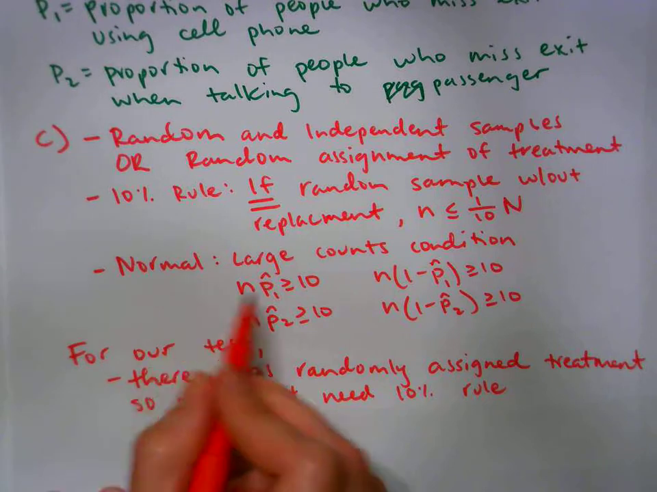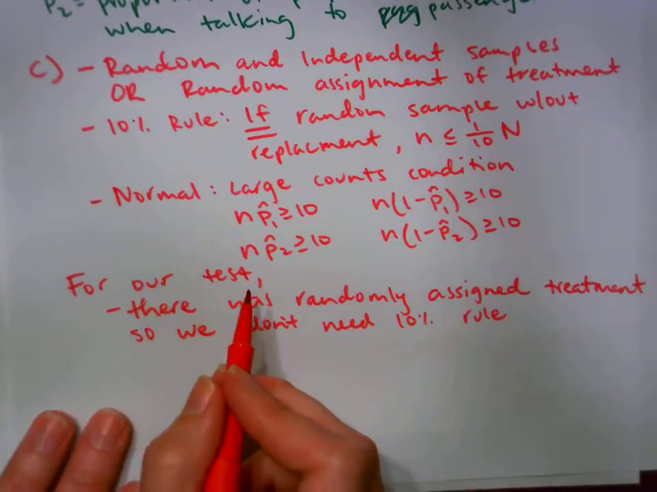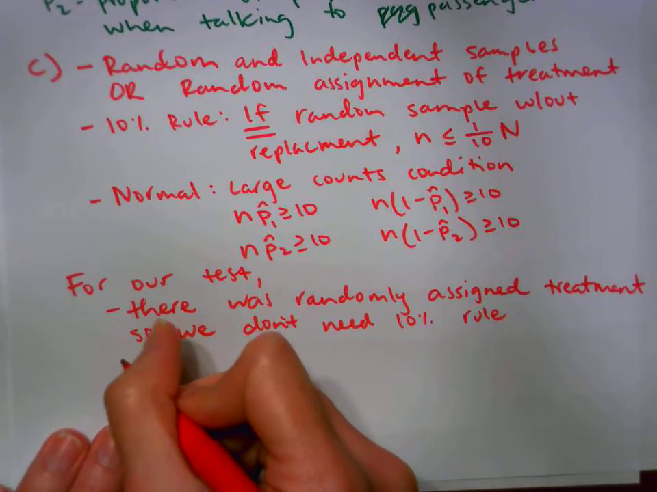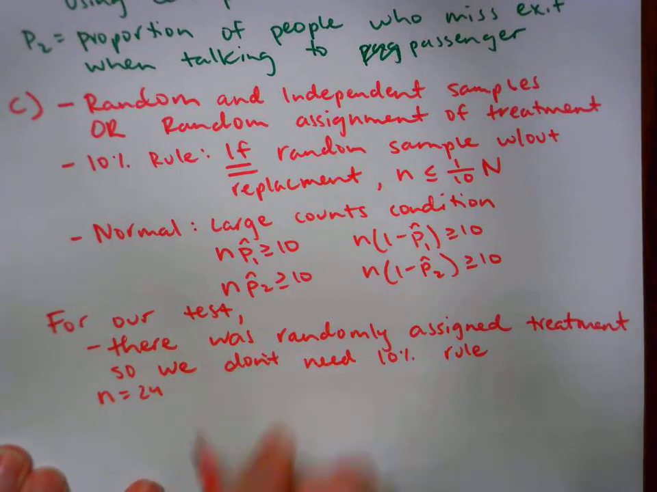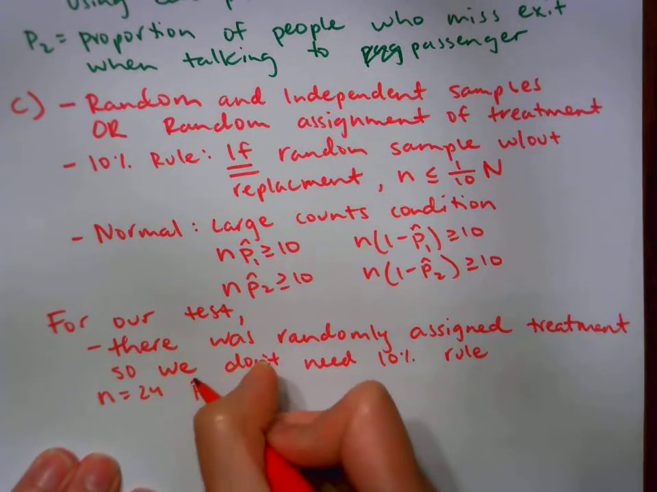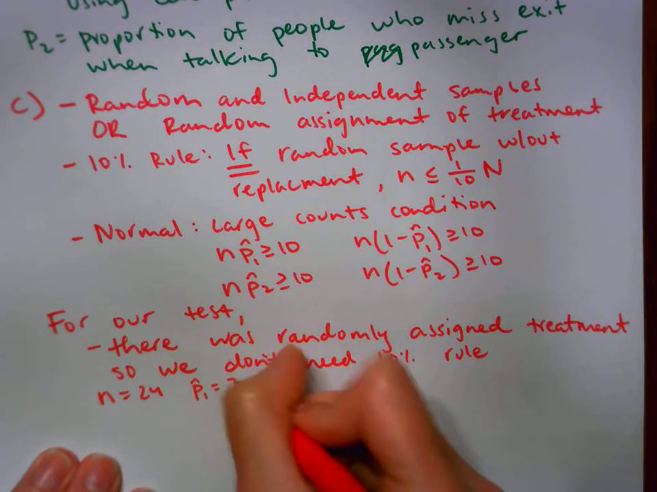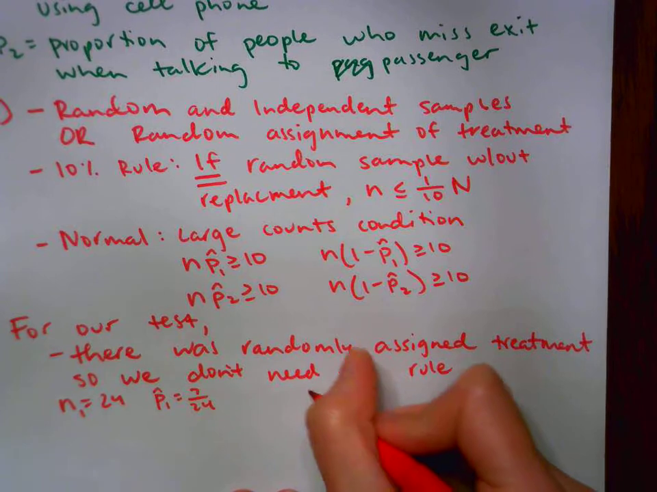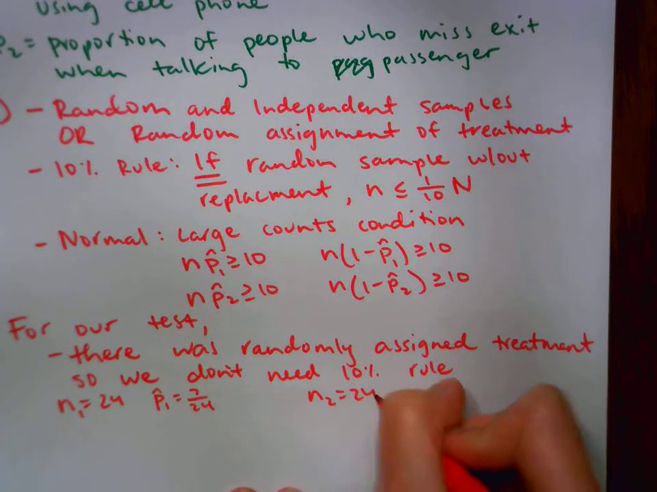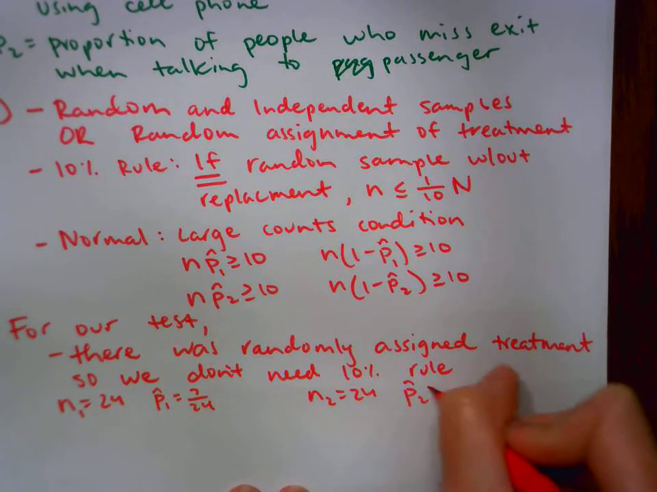Now we can check the large counts condition. It might help if you write it all down. Our first group that got the first treatment, wasn't it 24 in each group? Yes. N was 24 and p hat 1 was 7 out of 24, and I'll call that n1. And for our second group, n2 was also 24 and our p hat 2 was 2 out of 24.